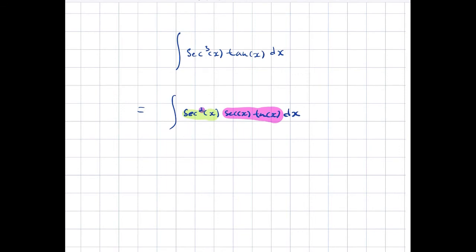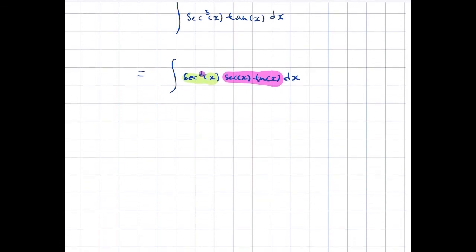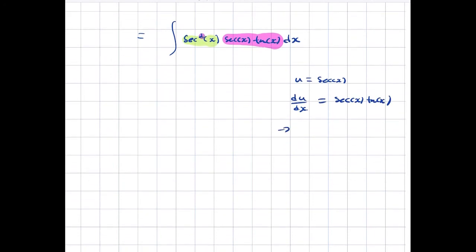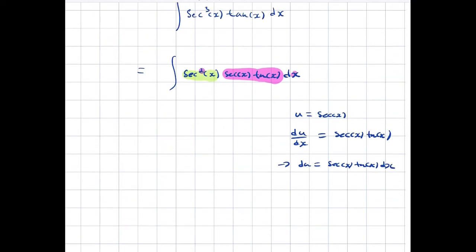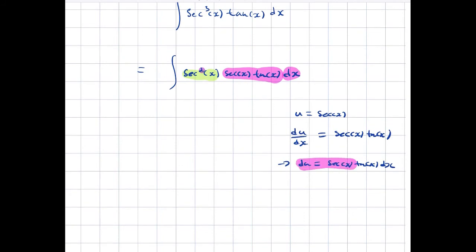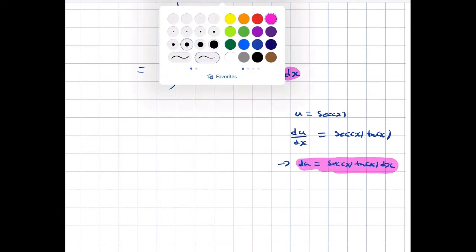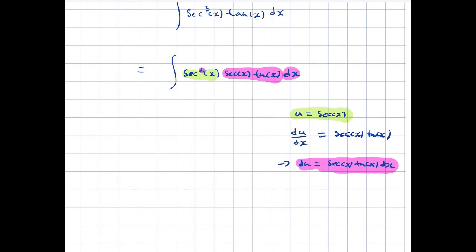But now this makes it clear that it actually is a u substitution. So with that in mind, we can set u equal to secant of x. This gives du by dx is equal to secant of x tangent of x, or du is equal to secant of x tangent of x dx. And we'll make it all pink again to make sure that our colors match up. Here is the green, u is equal to secant.